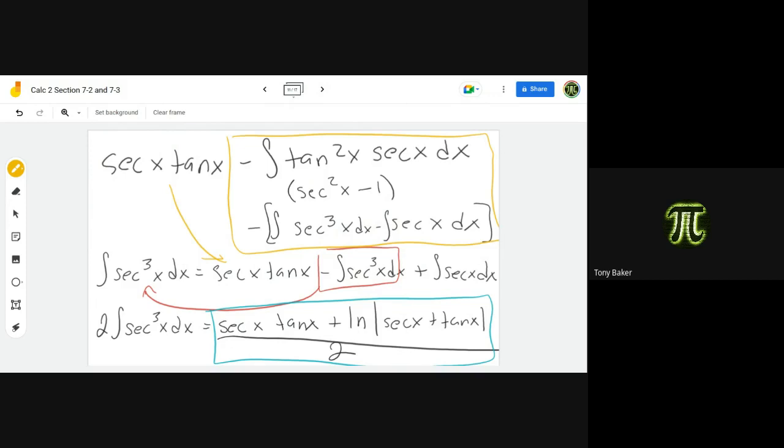Is there a C in the derivative? Yes, I just didn't have room to write it. There's always a plus C if it's an indefinite integral.